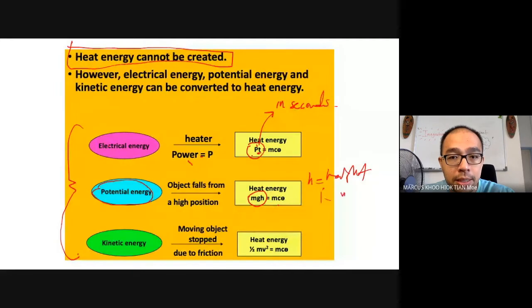Okay, in meters. Make sure that it is in meters. All right, and then lastly, kinetic energy.